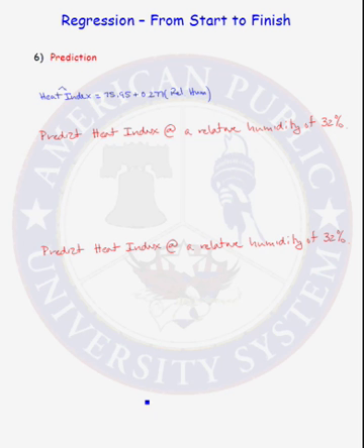Let's use our regression equation to predict some heat indexes. First, we want to predict the heat index at a relative humidity of 32%. We need to plug 32% in for a relative humidity. So our predicted heat index will be 75.95 plus 0.277 times 32. That gives us a predicted heat index of 84.8 degrees.